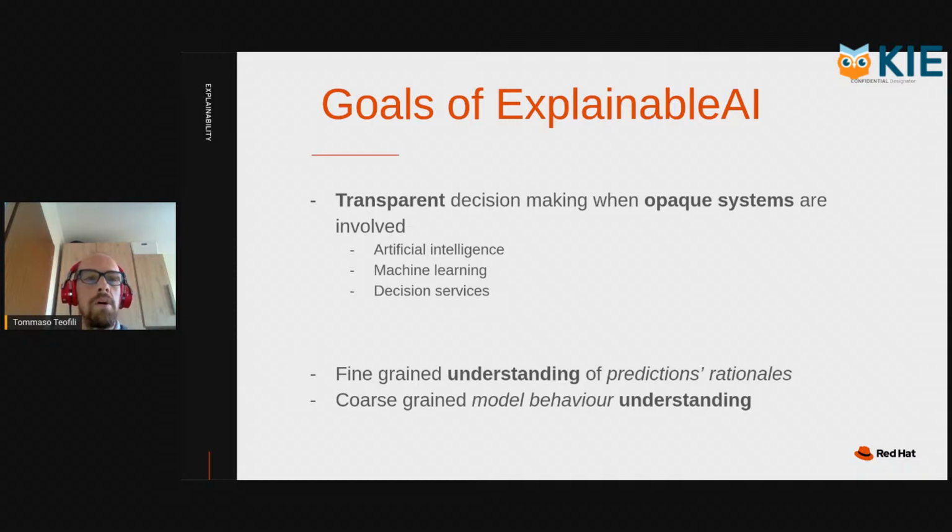As the name implies, Explainable AI focuses on artificial intelligence-based systems, but it's very suitable for any kind of opaque system that demands more transparent decision making.